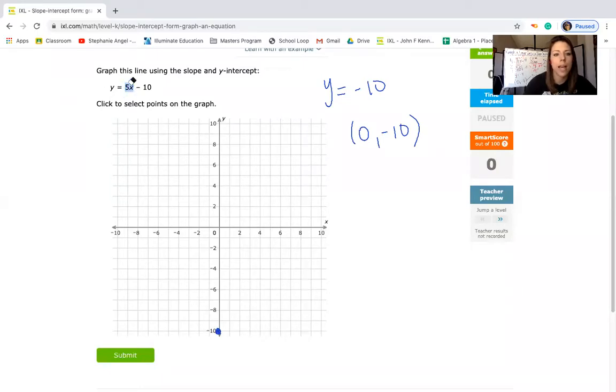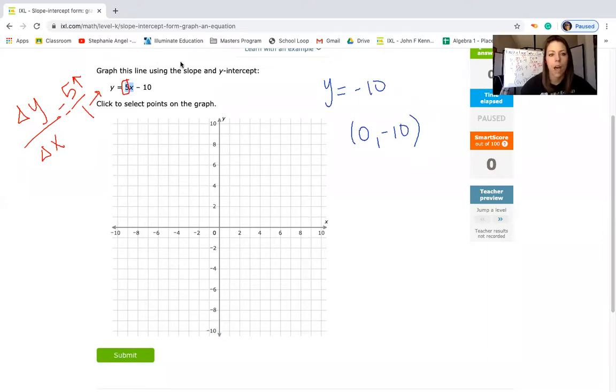Now, if I erase that, my slope is going to be the multiplier of x, which here is 5. So again, slope is your change in y over your change in x. 5 as a fraction is 5 over 1, which means, because I'm always going right, that would require going up and to the right.